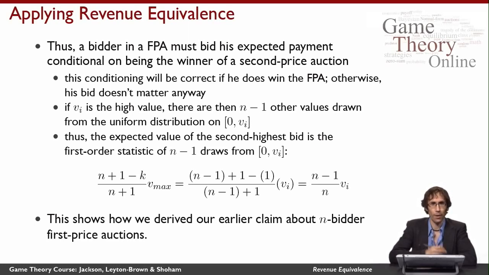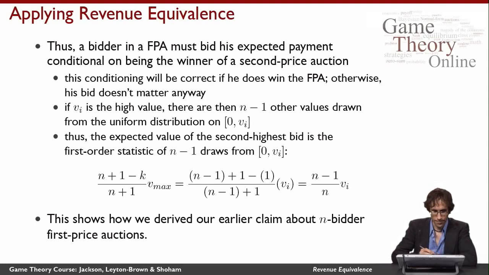So thinking now about the highest bidder, if his valuation v_i is the high value, then there are n minus 1 other values which are below his. And so all he knows is that they're drawn from the uniform distribution on the interval between 0 and his bid. Here I'm thinking about first price auctions in the case of a uniform distribution. And thus the expected value of the second highest bid is going to be the first order statistic of n minus 1 draws from this distribution. We're thinking about the second highest bid, but we've conditioned on the first highest bid. So we're now going to think about the biggest of the draws among the remaining agents. That's going to be the second highest bid.